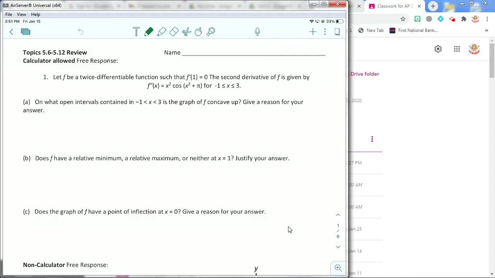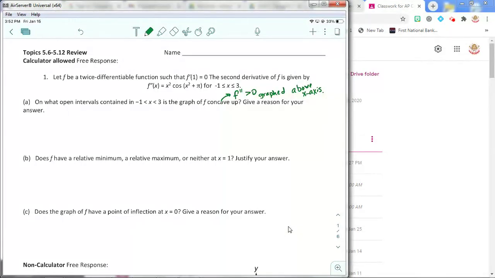All right, so A asks us to figure out on what open intervals between -1 and 3 the graph is concave up, and we are going to give a reason. So don't forget that when a function is concave up, the second derivative is positive. We are going to look at the graph of that second derivative, and it's going to be concave up when the second derivative is graphed above the x-axis. That's where the function is positive.